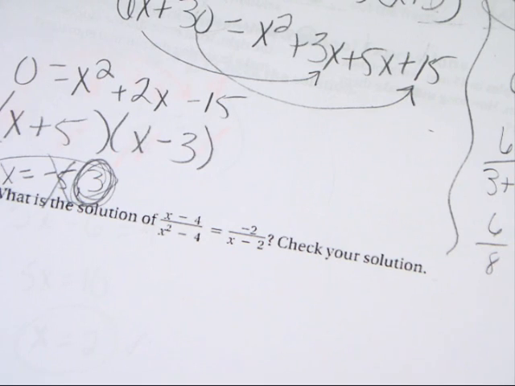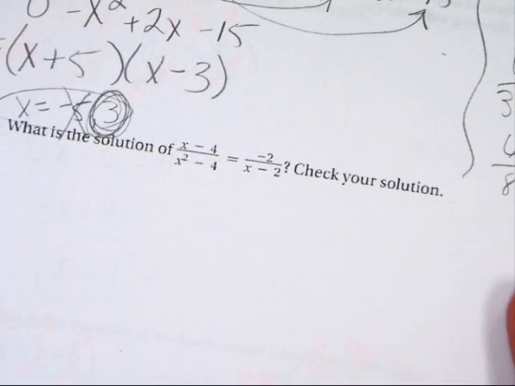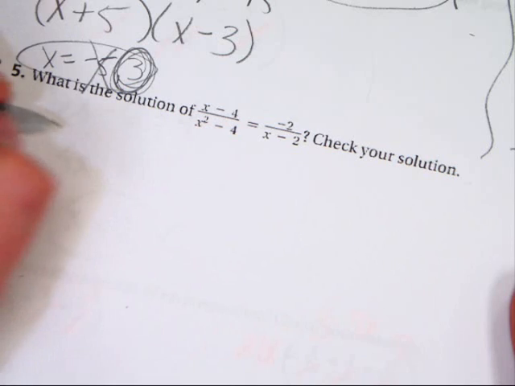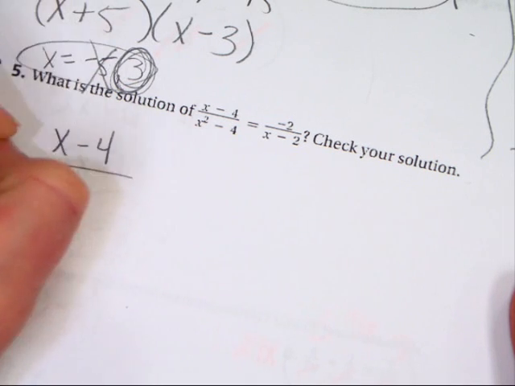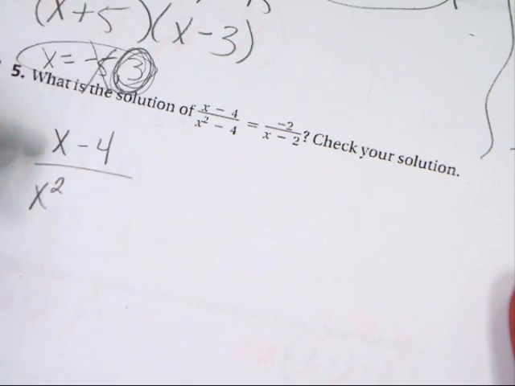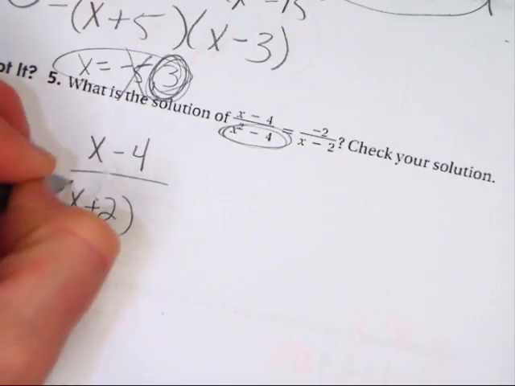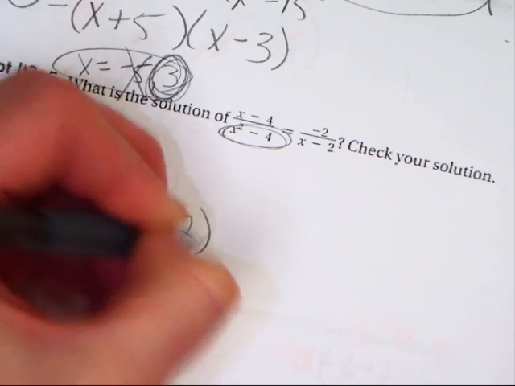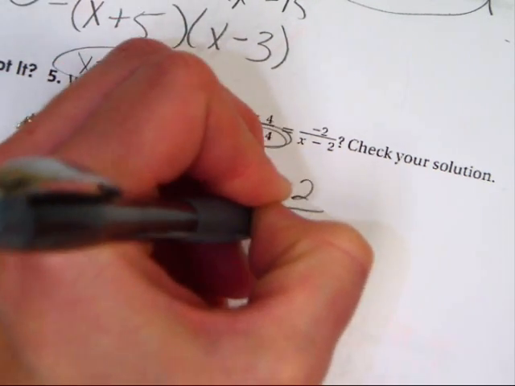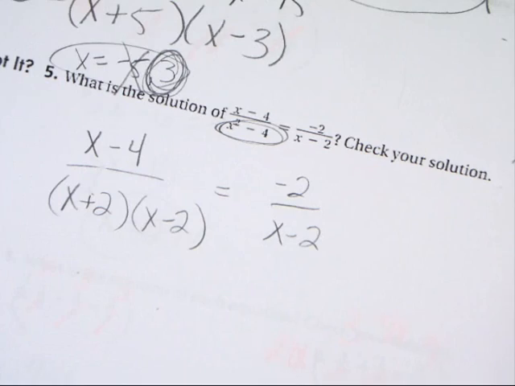Let's do Got It number 5 now. And we're going to get our common denominator, but before we do that, let's factor the bottom left. Do you guys notice how that one factors? (x plus 2)(x minus 2). And that's going to be key for you to try to remember. Always check to see if things factor.